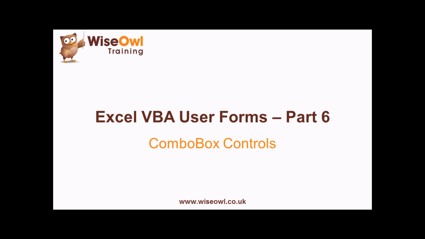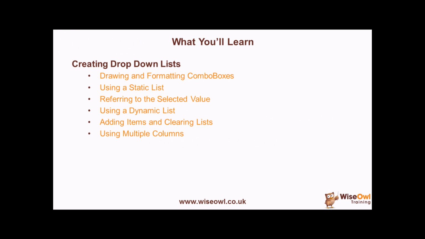Welcome to part 6 of this Excel VBA user forms tutorial. This part of the series is going to talk about how to use combo boxes, or drop-down lists as they're better known. So we'll start by showing you how to draw and format combo boxes, and then how to populate them using a static list.